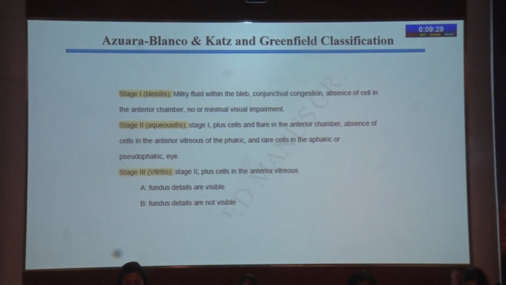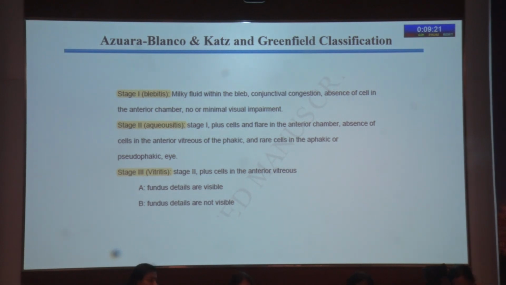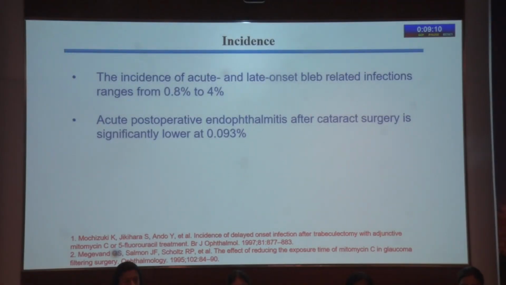There is another classification, the Greenfield classification, wherein bleb-related infections are divided into stages, where stage 1 is blebitis with the infection being limited to the bleb and no anterior chamber inflammation. Stage 2 is wherein you have some anterior chamber inflammation but the vitreous is clear, and stage 3 wherein you have vitritis. The incidence of acute and late onset bleb-related infection ranges from 0.8 to 4%. This is actually higher as compared to acute postoperative endophthalmitis after cataract surgery, which is significantly lower.